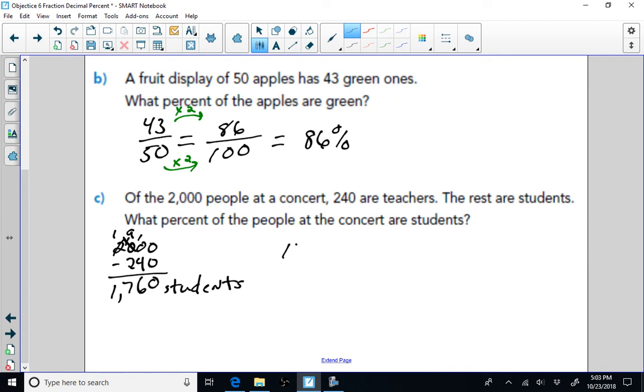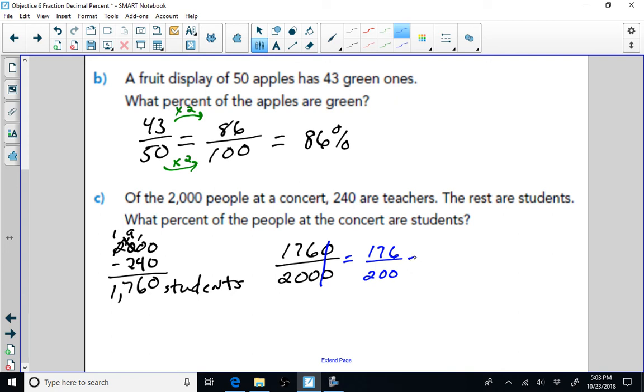Well, 1,760 students out of the 2,000 people. Let's simplify that a bit. Let's simplify that by dividing by 10. So I eliminate a 0 in the numerator and a 0 in the denominator by dividing by 10 over 10. And now that's going to give me 176 over 200.